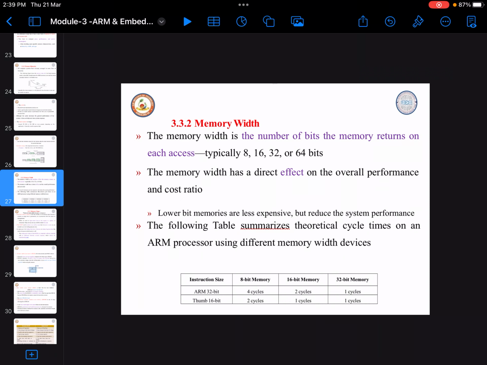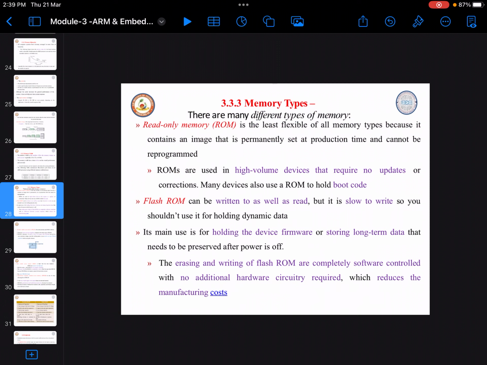That means 8 into 4, 32. If I use 16-bit memory, that means 16 bits are transmitted at a time, then it requires 2 cycles in the ARM 32-bit instruction set. If it is a 32-bit memory, 1 cycle. In the Thumb instruction set it is the same. So 8 into 2, 16-bit, you need 2 cycles. If it is a 16-bit memory, only 1 cycle. If it is a 32-bit memory, then it is only 1 cycle.